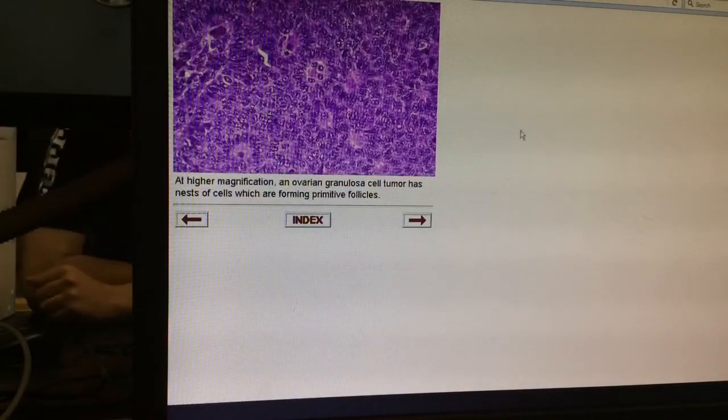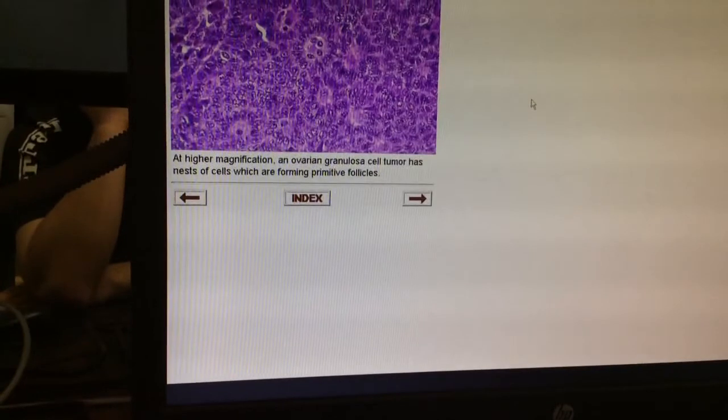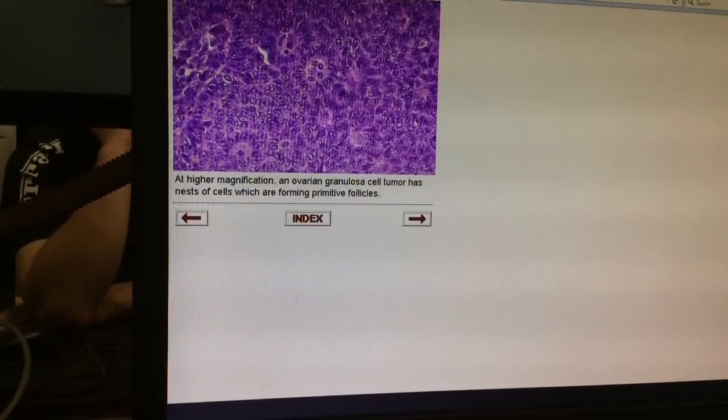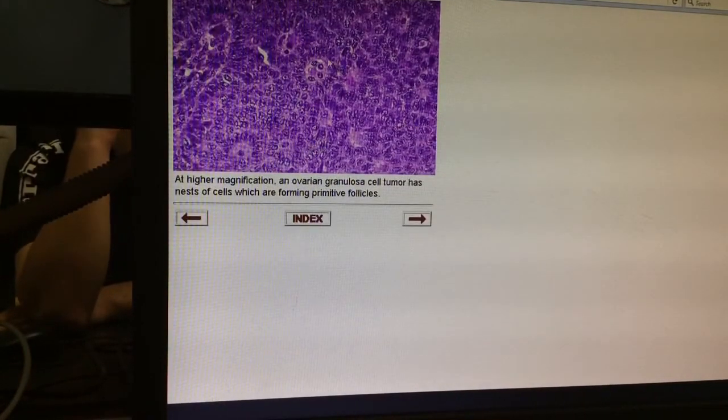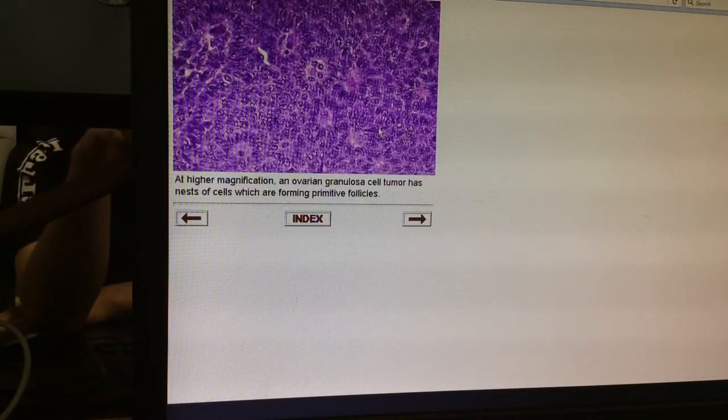Those cells are the granulosa cells. Granulosa, as you know, is one part of the ovarian follicle. Those are granulosa cell tumors arranged in follicle-like structures. They show clearing of the cytoplasm, cleaving, and prominent nucleoli, and they are forming primitive follicles.